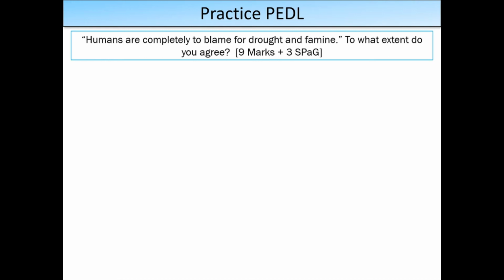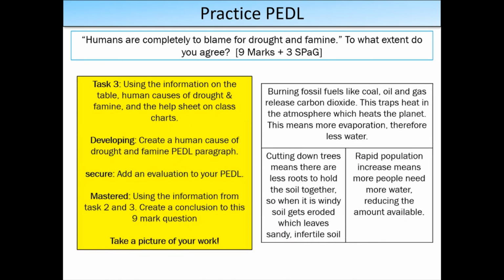Now we've already looked at the physical PEDL paragraph when we went through together the weather patterns and explained why weather patterns cause drought. You are going to create a PEDL paragraph which links to human causes of drought. So I'm not expecting you to recall the information from that lesson because it's quite a while ago. So what I'm going to do to help you out is give you on this slide 3 different causes of drought and famine that are caused by human impacts, okay?